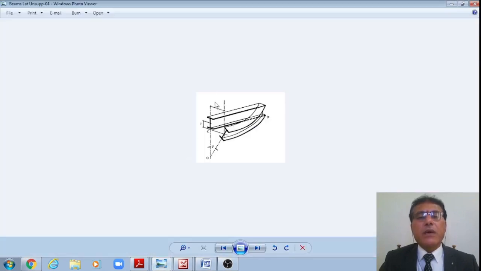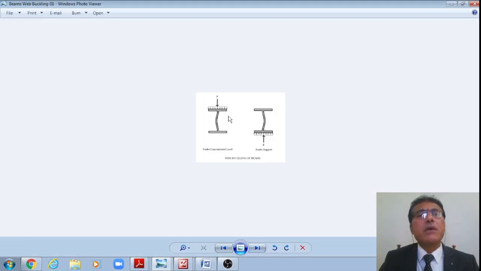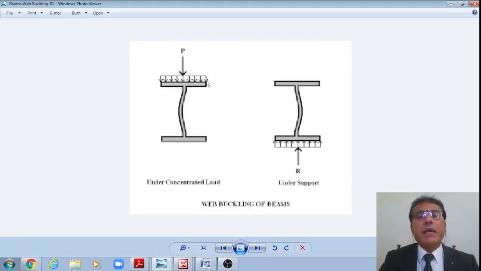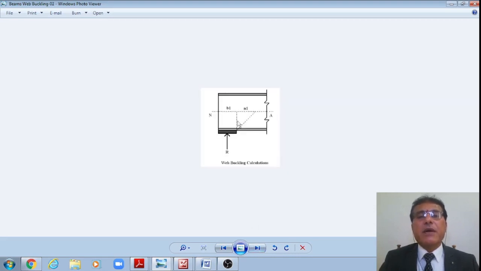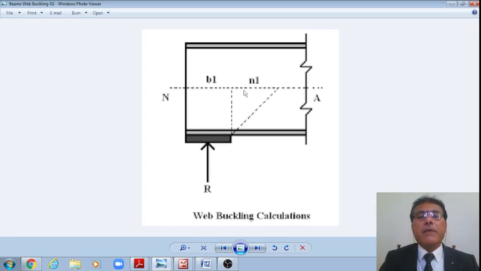This is how, when the beam is subjected to load, it will try to buckle like this. This is the buckling. However, here this check is not needed now, therefore I'll just skip it. The calculations will be done like this, with a dispersion of 45 degrees at the neutral axis. The width is equal to B1 plus N1, or if it is under the concentrated load, B1 plus 2N1.